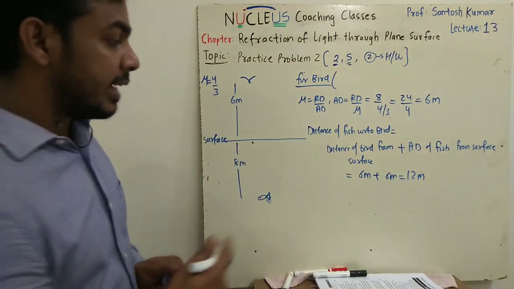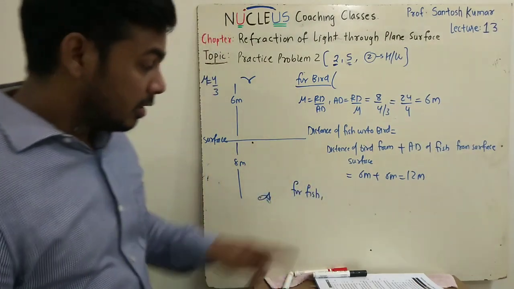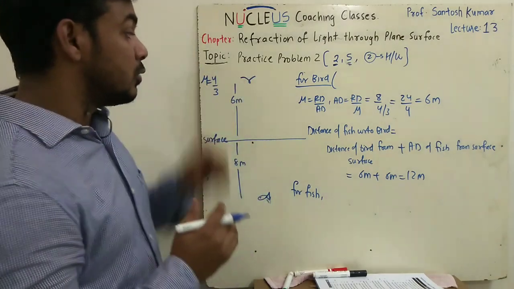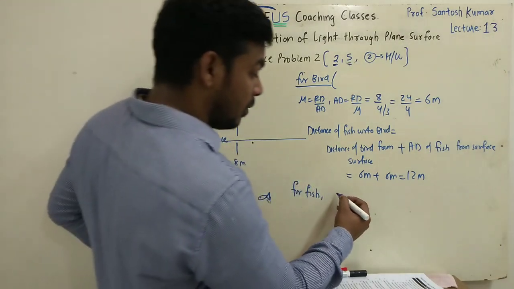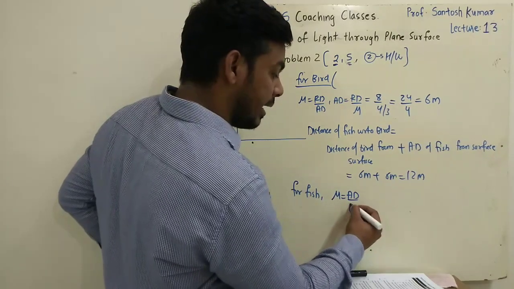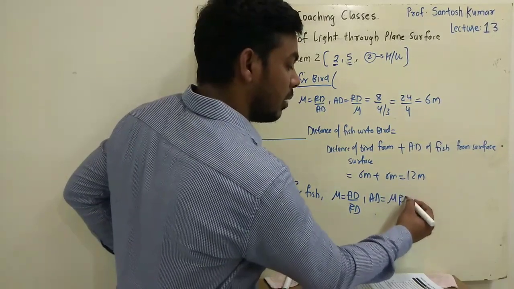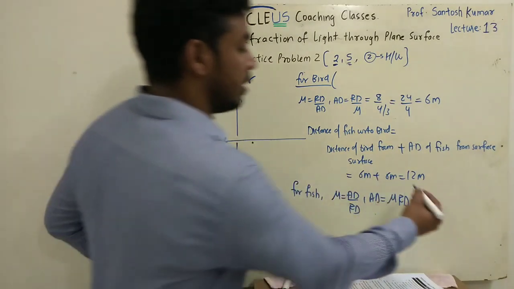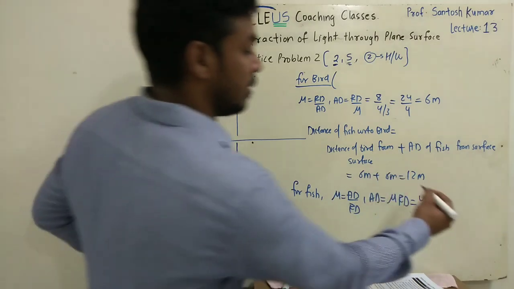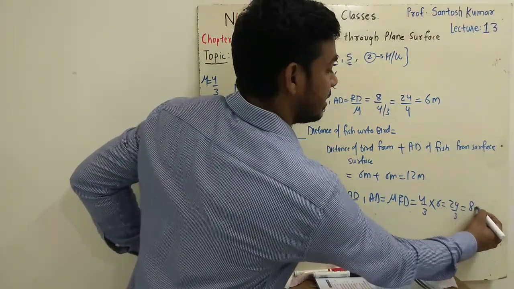If I solve the next section for fish, which is situated in the denser medium, object is situated in the real medium. So we have the formula where mu formula was different. It was apparent depth upon real depth. So apparent depth value will be mu times the real depth. What is mu over here? 4 by 3. And what is real depth of bird? 6. So 4 into 6 is 24 upon 3. That seems to be 8 meter.